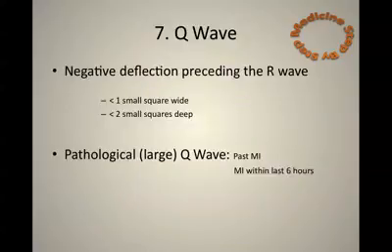Having looked at the QRS complex as a whole, now we start to look at the individual components of the complex, starting with the Q wave. The Q wave is the negative deflection preceding the R wave. The normal Q wave is less than 1 small square wide and 2 small squares deep. Large Q waves are pathological, indicating either a past myocardial infarction or even a myocardial infarction within the last 6 hours.